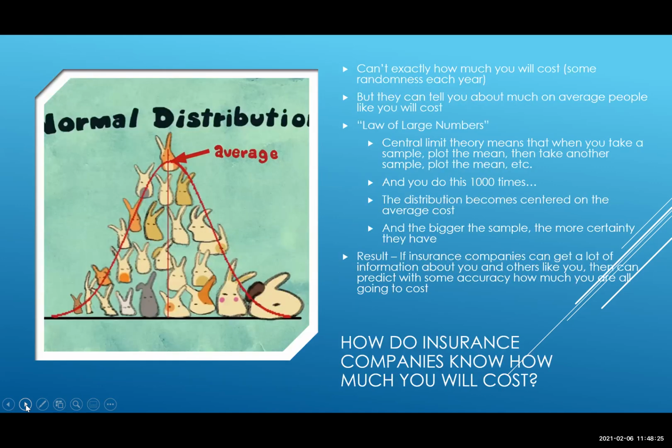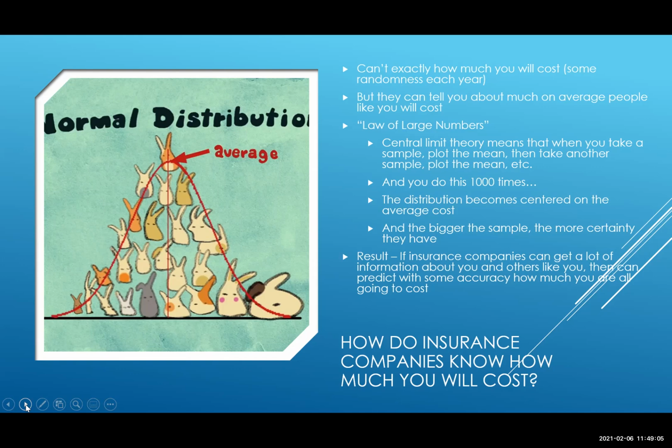So you can't exactly know how much you will cost. There's always going to be this randomization, but they can tell how much the average cost is for people that are like you. So they use your age, what you do, where you live. They can no longer use your health history, which is what they would use prior to this, but they can get a general idea of how much you will cost them.